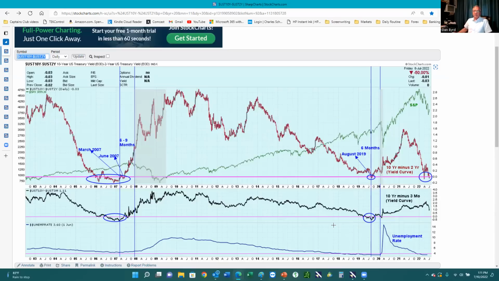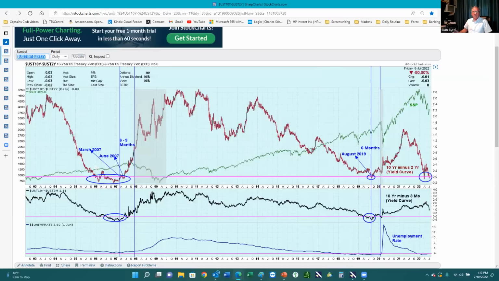I would think, normally, I'm just going to guess the 10 and 2 inverts first, and then normally speaking, the 10 and 3 might invert next. Right, I think that's probably true. Okay, cool. The other thing to notice on this is that the 10 and 2 inverted back here in 2006, a full 2 years before the recession. Yeah, and it stayed inverted for a long time.